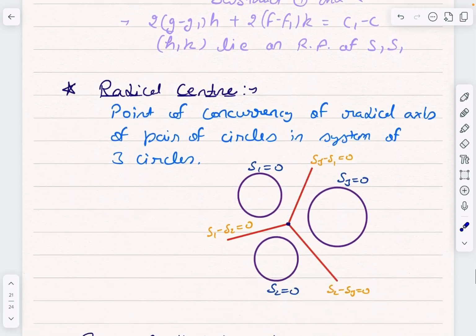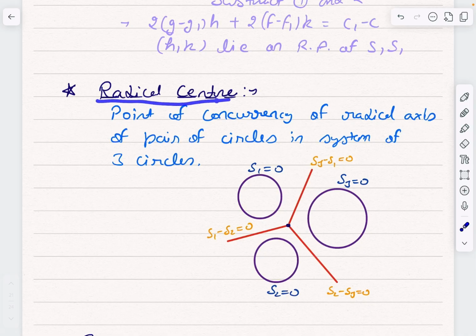Okay, guys, one or two last things here. Radical center. What is the radical center? Again, not in syllabus, just for the sake of completion, I'm telling you. So we have three circles, S1 equal to 0, S2 equal to 0, S3 equal to 0. You can find their radical axes pairwise. What you will observe is all three radical axes will be concurrent at a point. That point will be called the radical center.